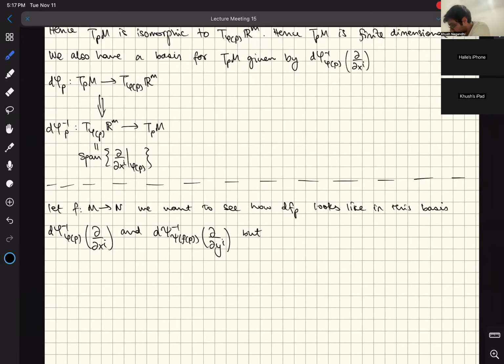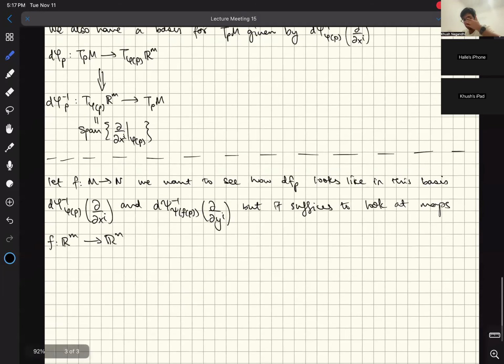But by chain rule, it suffices to look at maps f from R^m into R^n.